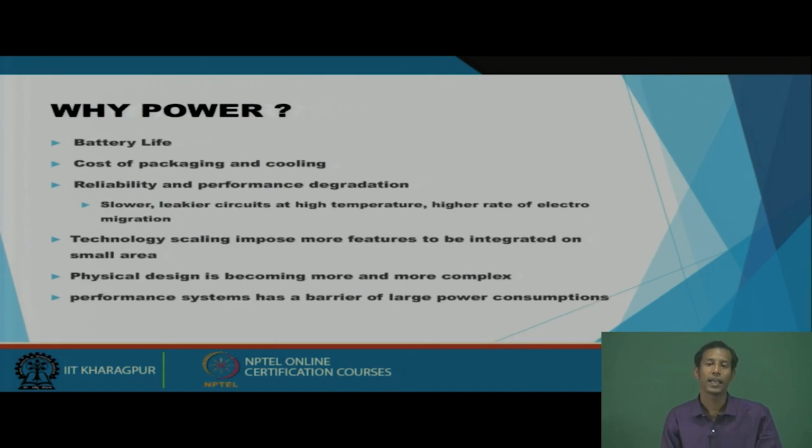So why is power consumption very important, or why should we be bothered about power consumption in VLSI system design? The primary thing, as I said, is battery life. Nowadays, all the systems we need are miniature systems, and miniature systems have a limited power budget.